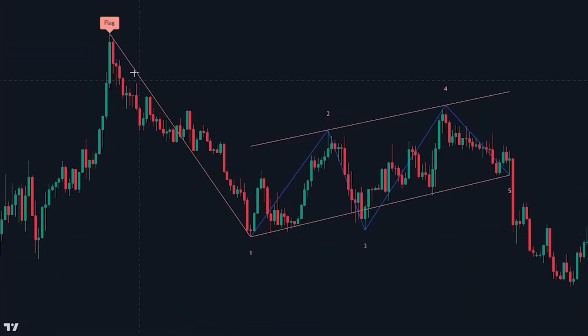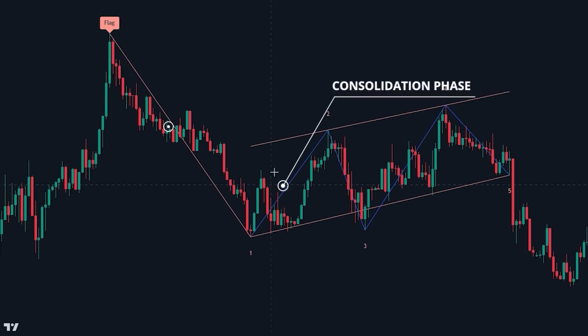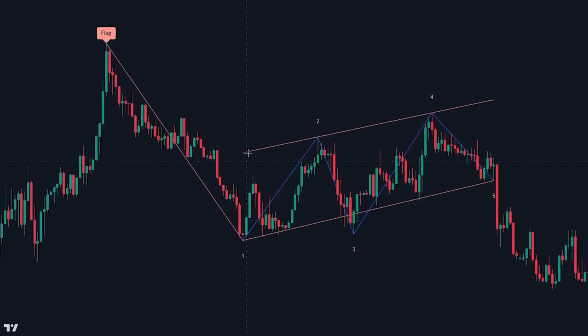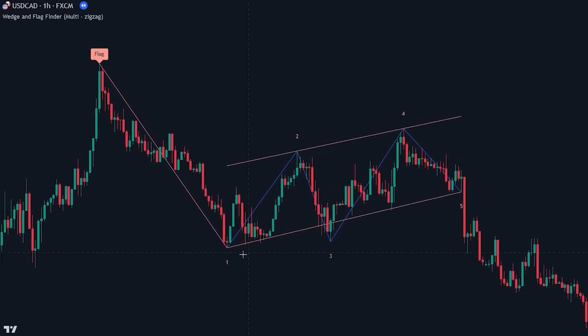A flag pattern is a pause or consolidation phase that happens after a fast price move. It looks like a rectangle and can slope slightly in the opposite direction of the main trend. If a flag slopes upward, it's called a bearish flag, and if it slopes downward, it's called a bullish flag. Traders see flag patterns as signs that the previous trend might continue.